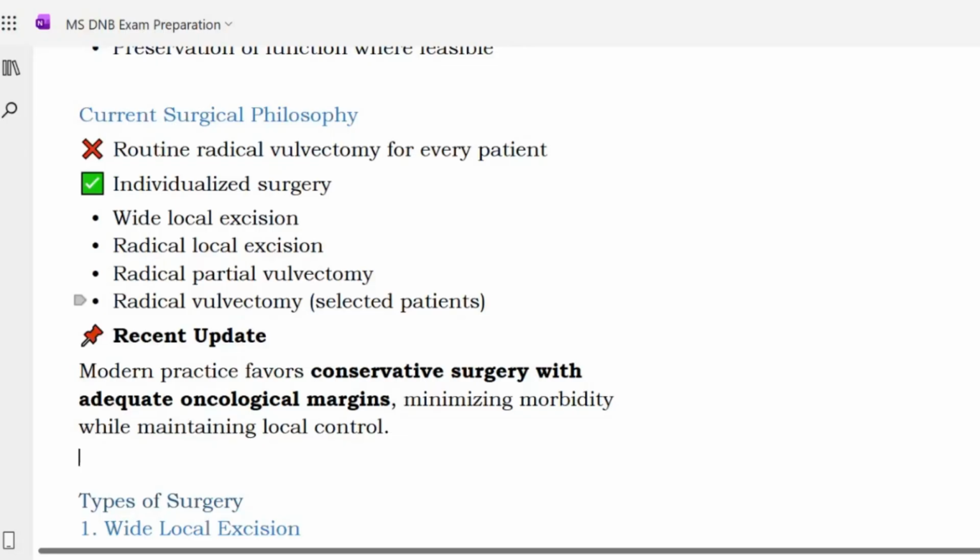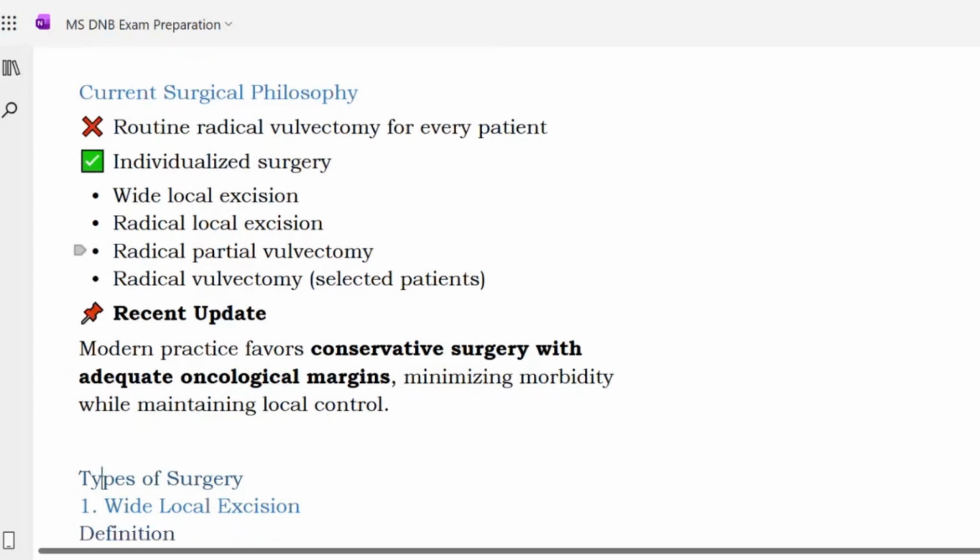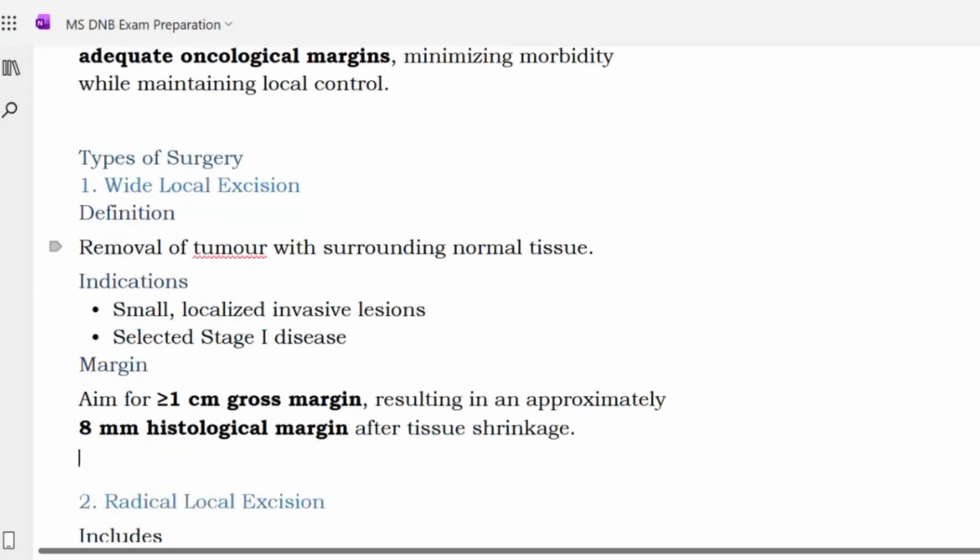And what are the different types of surgery? One is a wide local excision. Second, radical local excision. Third is a radical partial vulvectomy. Fourth is a radical vulvectomy in selected cases. So we should know what exactly these terminologies mean. Modern practice favors conservative surgery with adequate oncological margins, minimizing the morbidity while maintaining local control. So these are a few important things which you should understand.